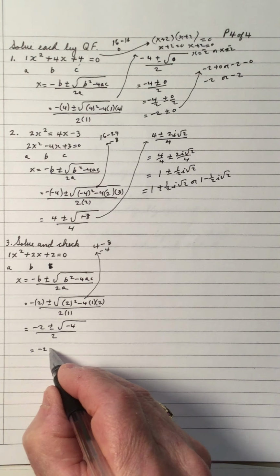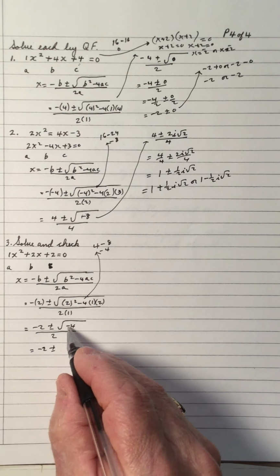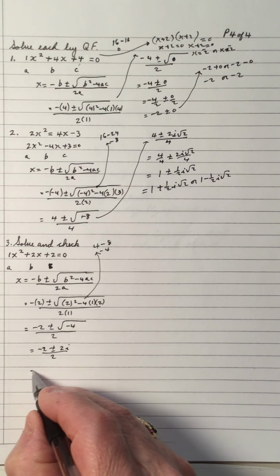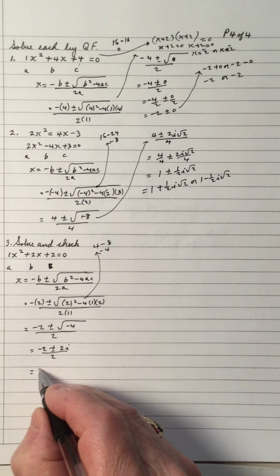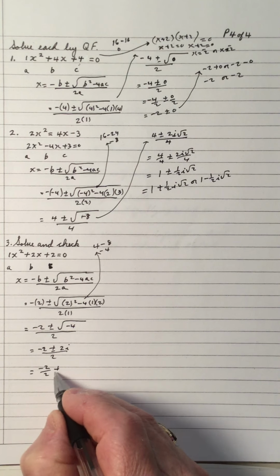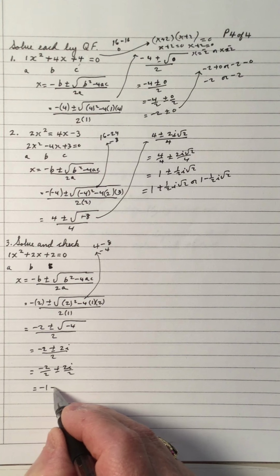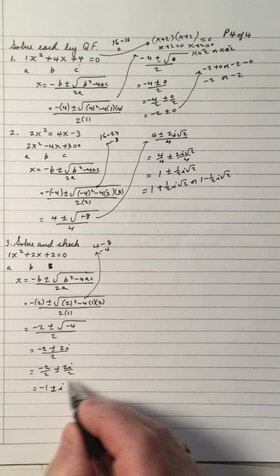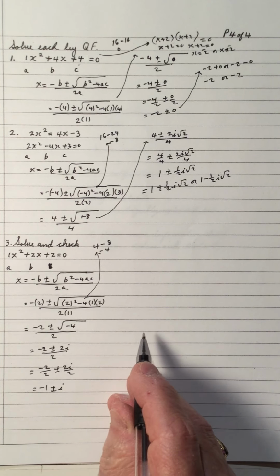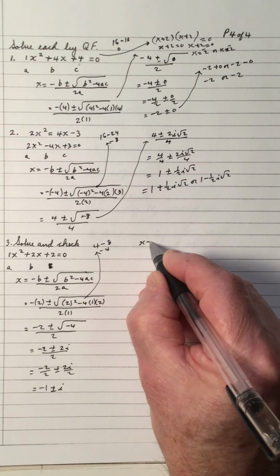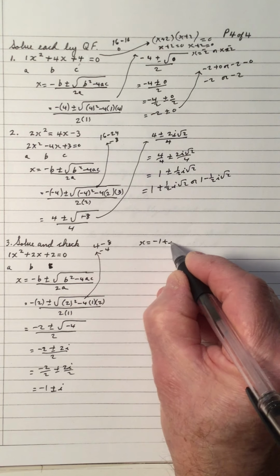So that's negative 2 plus or minus. Square root of 4 is 2, but it's an I because it's negative. All over 2. So we can't add, so we go negative 2 over 2 plus or minus 2I over 2. Negative 1 plus or minus I. So there's 2 roots. Now we're going to check each root. So let's check when x equals negative 1 plus I.